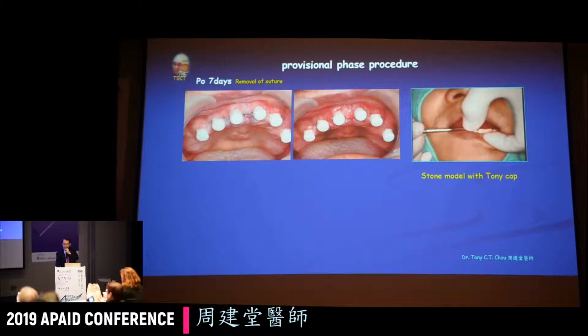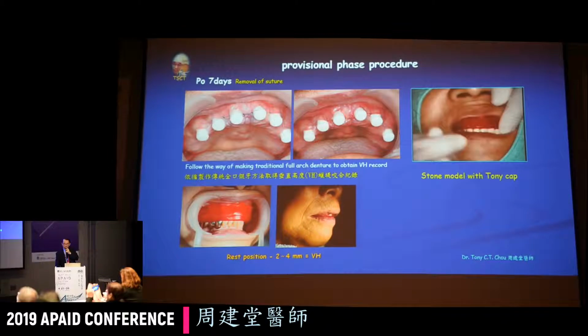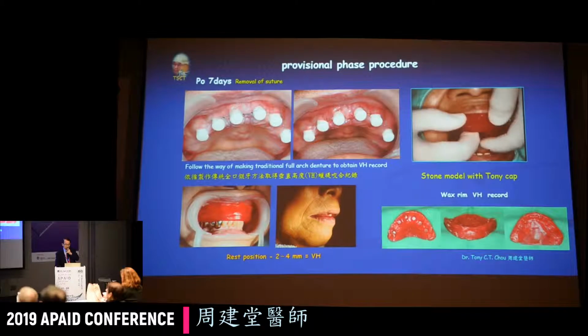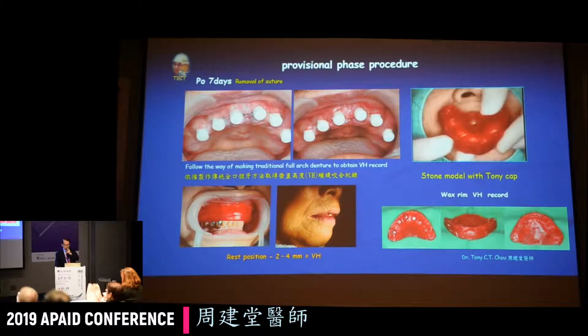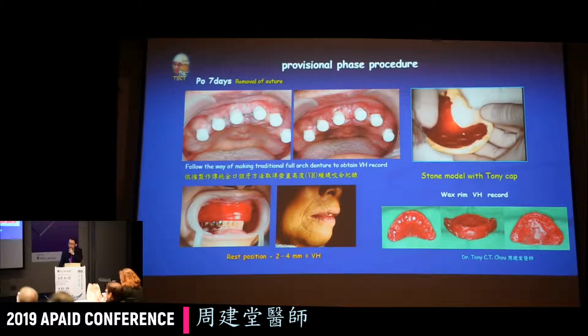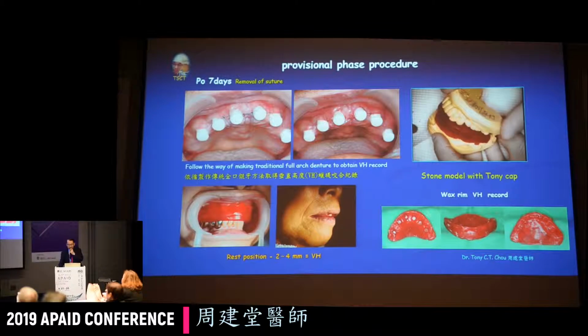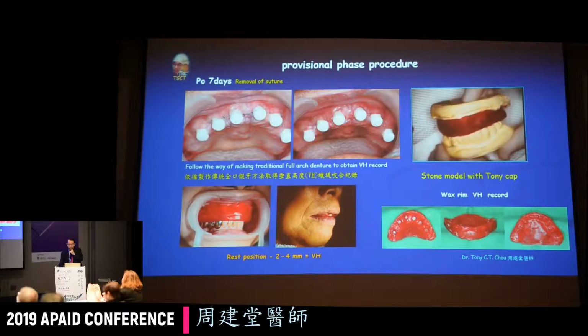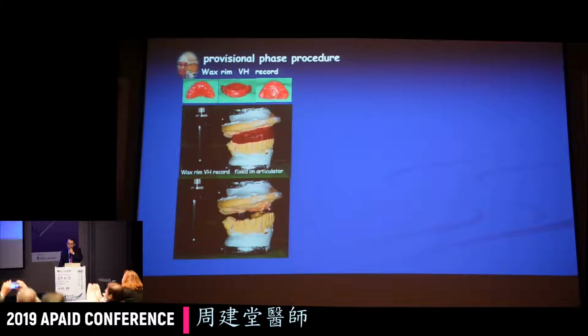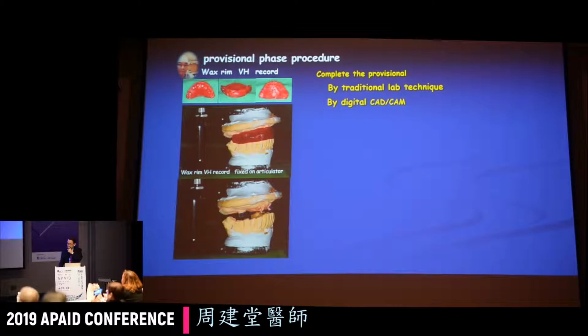We use the same way of making a traditional full arch denture. Based on the provisional, subtract 2 or 4 millimeters, and we can get a proper vertical height. So now you see, we have a wax ring vertical height on the model, and then we fix this vertical height bite registration on an articulator, and then our technician can complete the provisional.